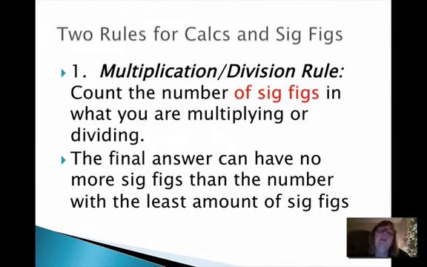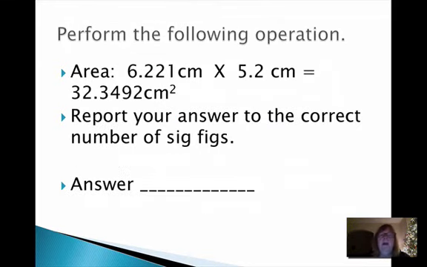There are two rules for calculations with significant figures, and one is for multiplying and dividing. What you do when you multiply and divide is really quite easy. You count the number of sig figs in all of the numbers that you're multiplying and dividing, and then your final answer can have no more sig figs than the number with the least amount of sig figs. We're going to practice this.